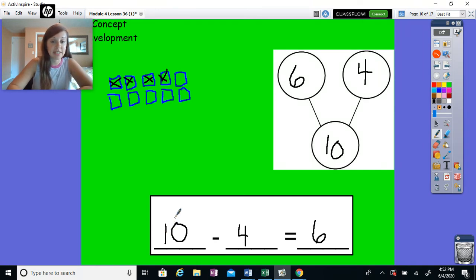Let's read our number sentence. 10 minus 4 equals 6. Good job. 10 minus 4 equals 6. Good. Nice job, friends.